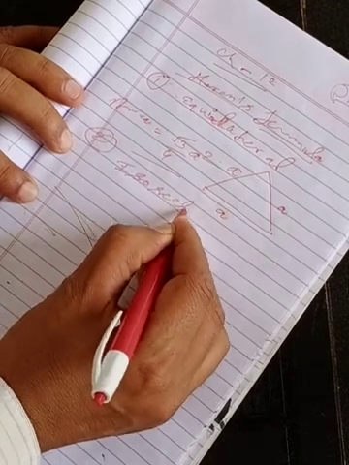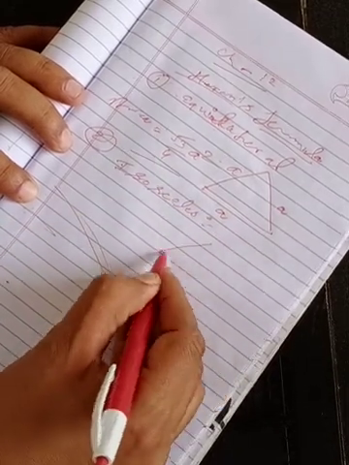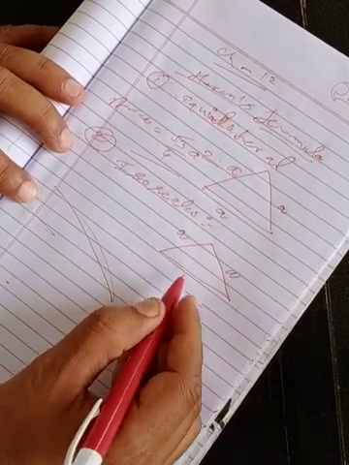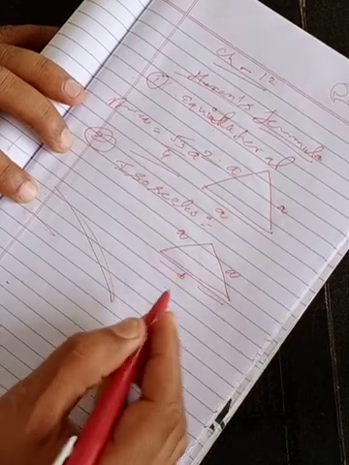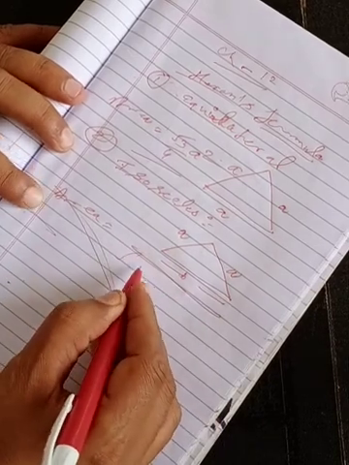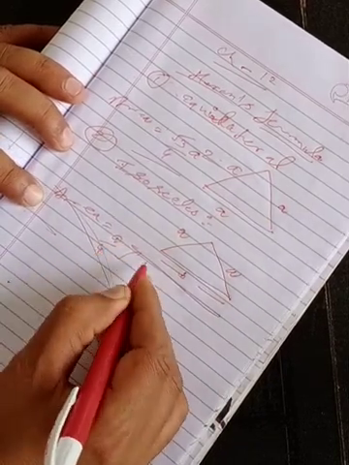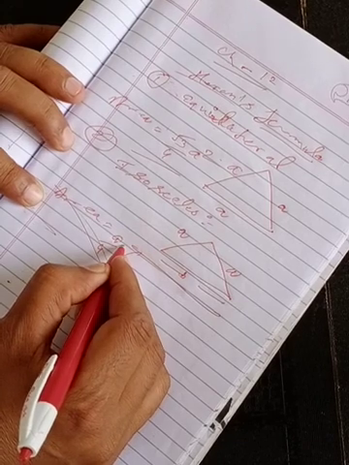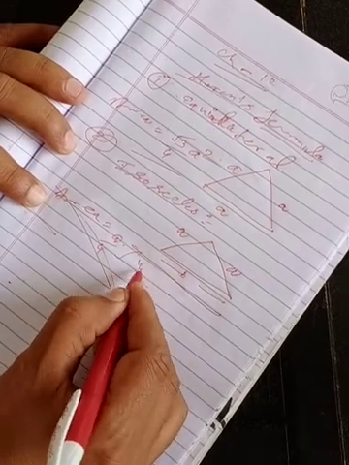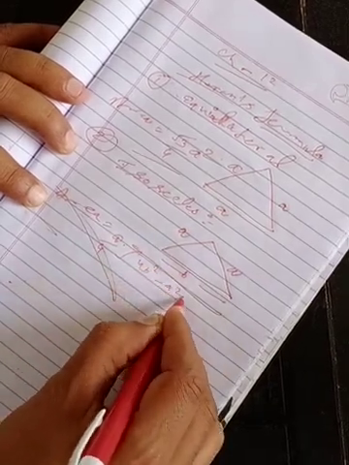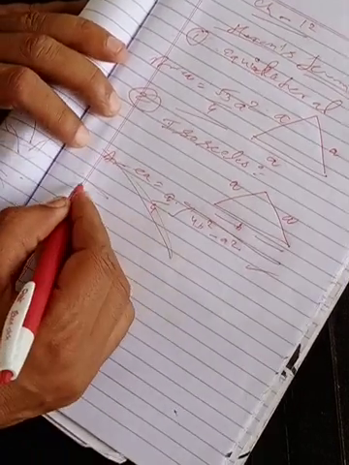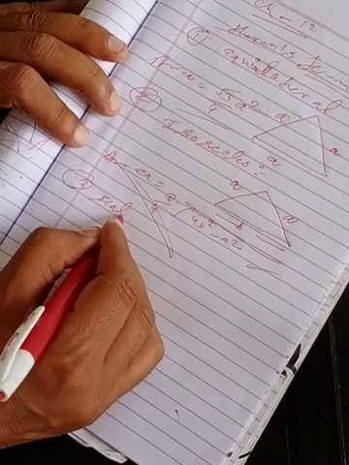In an isosceles triangle, two sides of the triangle are equal, like this. These two sides are a, and one side is different, the longest side. You can find this area by this formula: a upon 4 into the square root of 4b square minus a square. This is the formula for finding the area of an isosceles triangle.